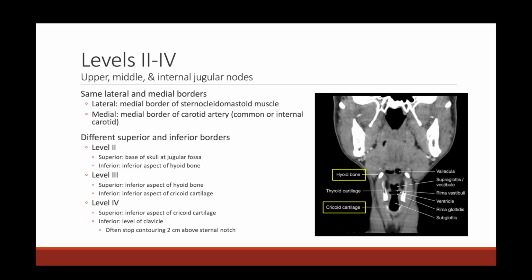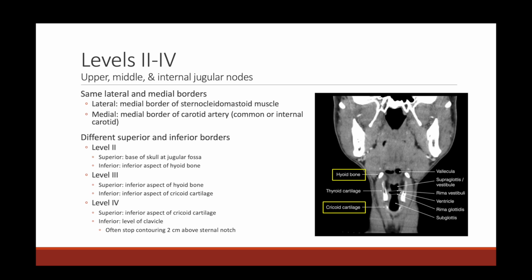I'm going to start by talking about lymph node levels 2 through 4, because I would say these are by far the most commonly involved nodal levels when patients present with head and neck cancer. And when we're doing elective nodal coverage, we're typically always including levels 2 through 4 with some exceptions.